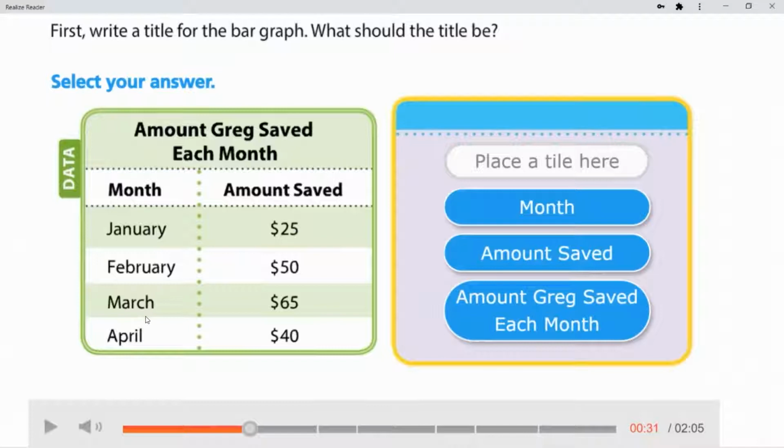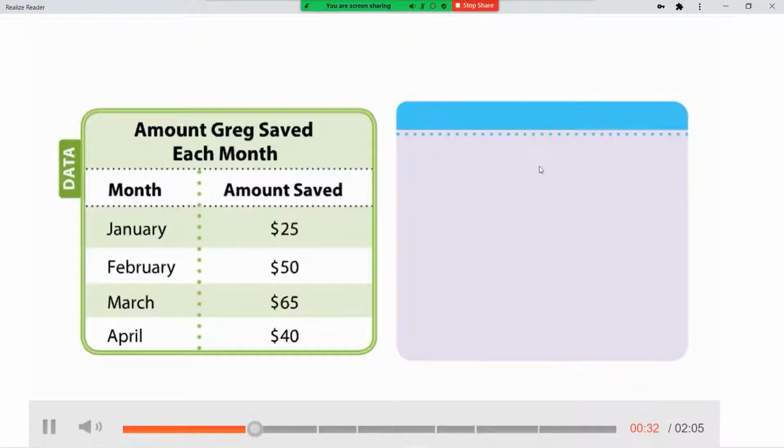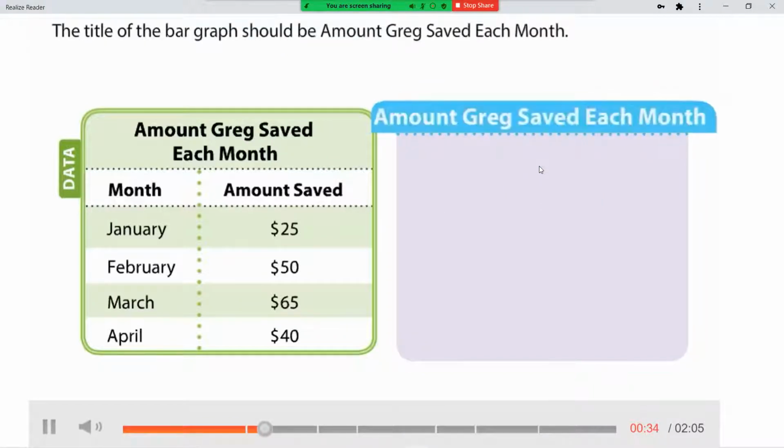Select your answer. Now, when you're setting up a title for your bar graph, just like when you're doing it for your picture graph, it should be the same title that you have in your data table. So whatever your title in your data table is, it needs to match what you end up putting on the different kind of graph that you use. The title of the bar graph should be Amount Greg Saved Each Month.